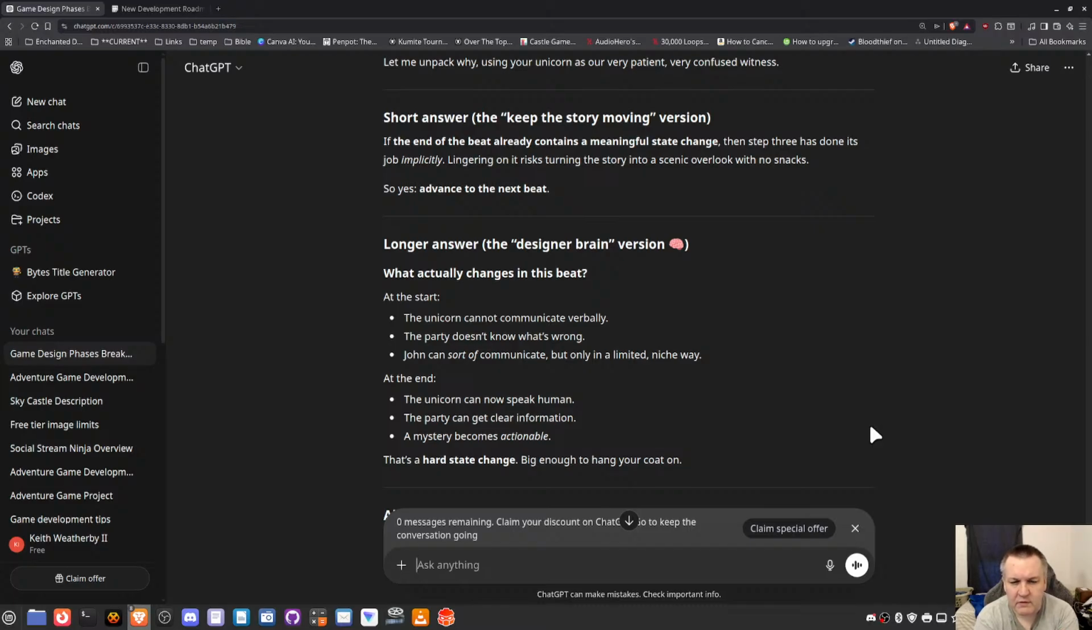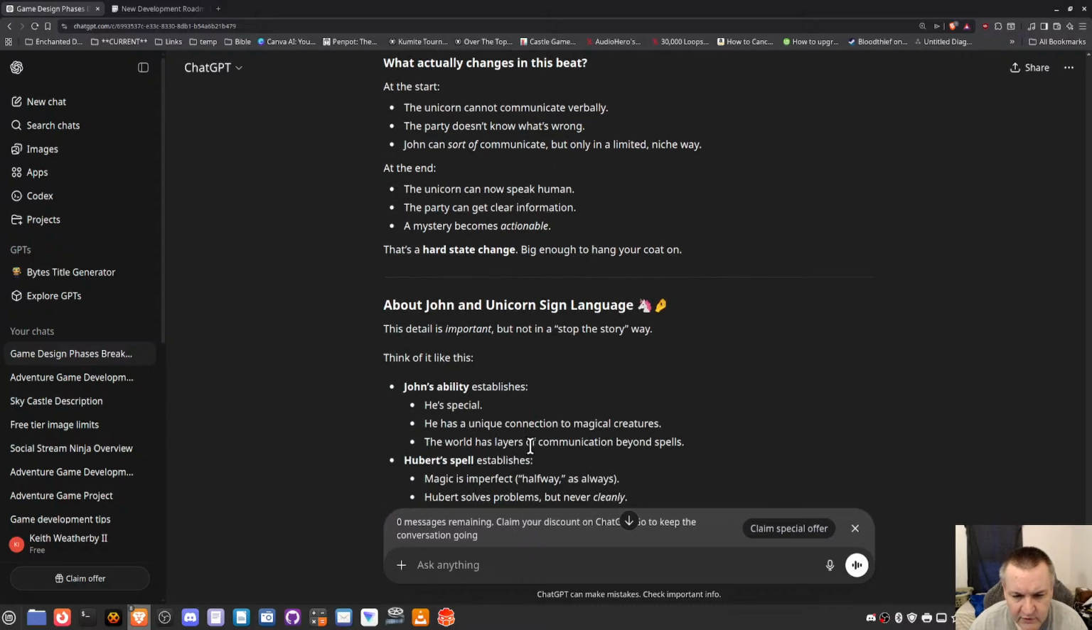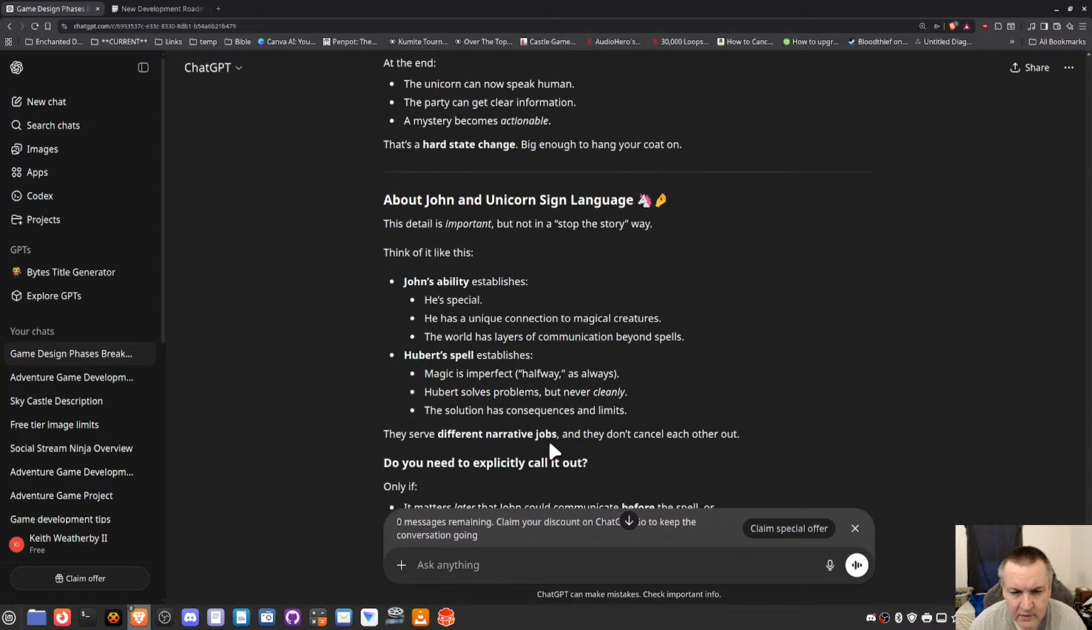Start: the unicorn cannot communicate verbally. The party doesn't know what's wrong. John can sort of communicate, only in limited ways. At the end, the unicorn can now speak human. The party can get clear information. That mystery becomes actionable. That's a hard state change, big enough to hang your coat on.